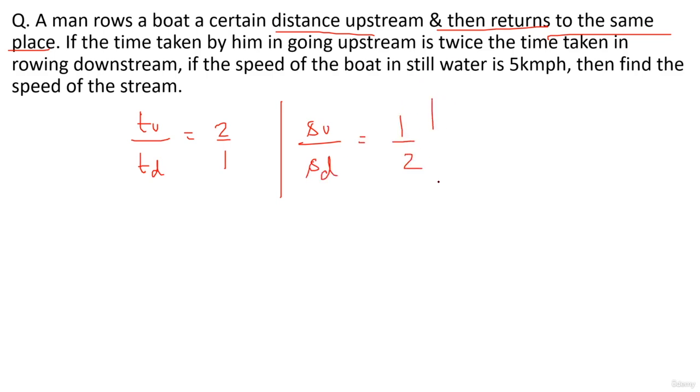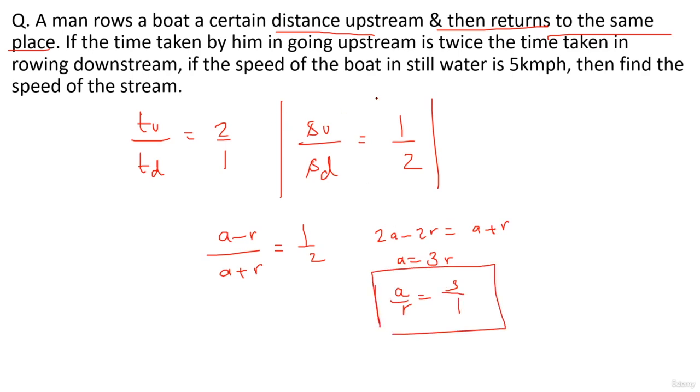We know that for any boat, in this case, the speed of the boat upstream will be A minus R, downstream will be A plus R. This ratio is given as 1/2. You can cross multiply or use componendo dividendo, whichever suits you. For simplicity, I'm just cross multiplying. 2A minus 2R is equal to A plus R, gives me A equals 3R, or A by R is 3/1.